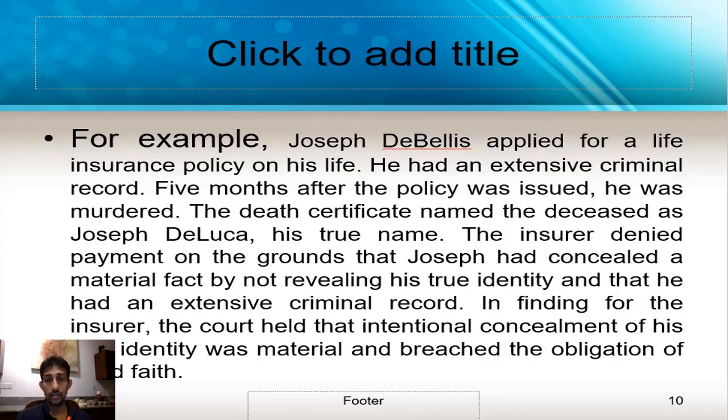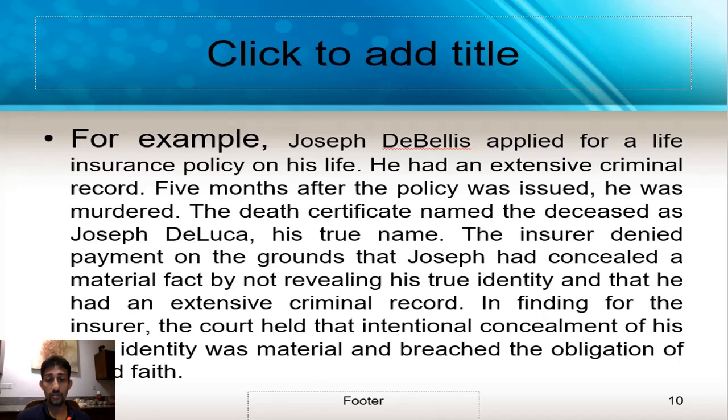Joseph applied for a life insurance policy on his life. He had an extensive criminal record. 5 months after the policy was issued, he was murdered. The death certificate named the deceased as Joseph De Luca, his true name. So the name that he had given at the beginning was a false name. The insurer denied payment on the grounds that Joseph had concealed a material fact by not revealing his true identity and that he had an extensive criminal record.